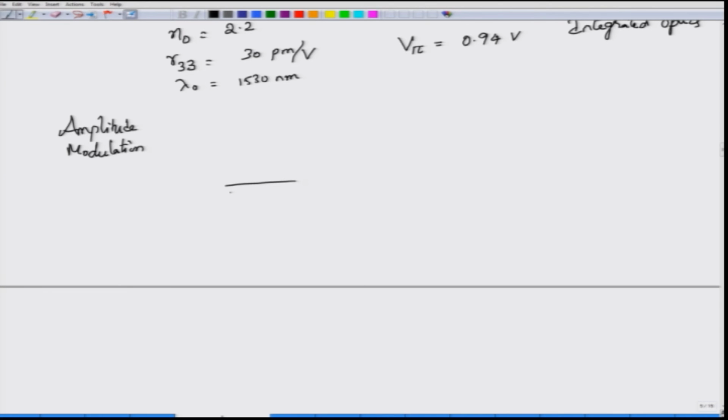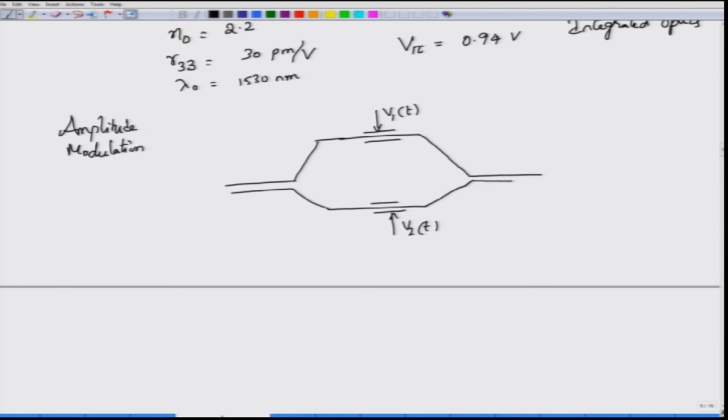You take a waveguide and split it into two portions, and then you put two electrodes here. Each of these arms by themselves are phase modulators. So, you can apply a voltage V1 of t to one and a voltage V2 of t to the other, and then combine them into one waveguide.